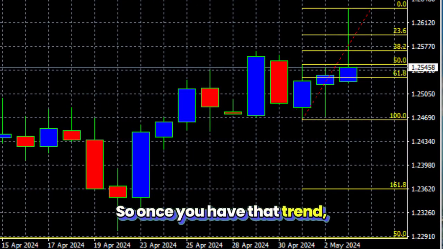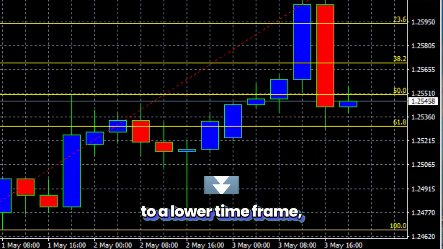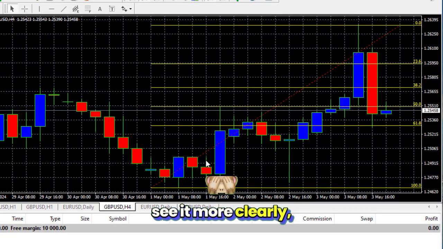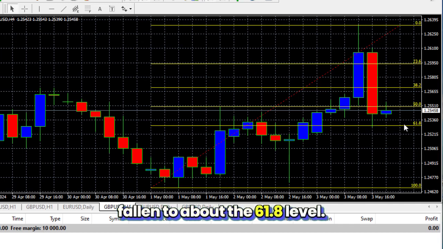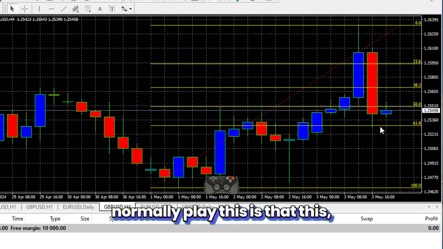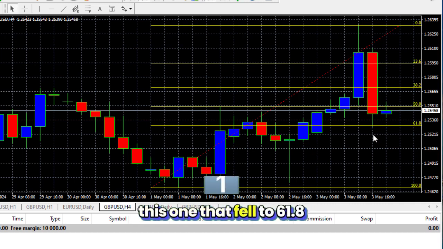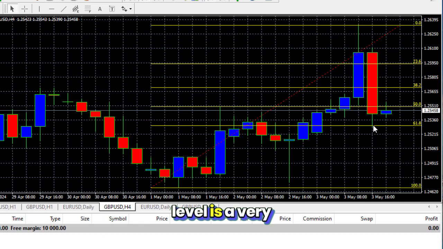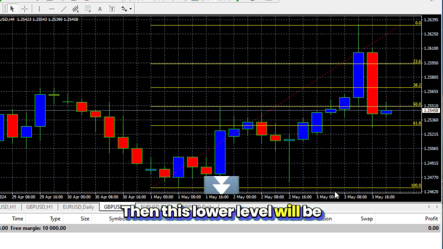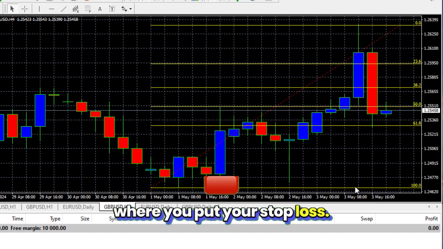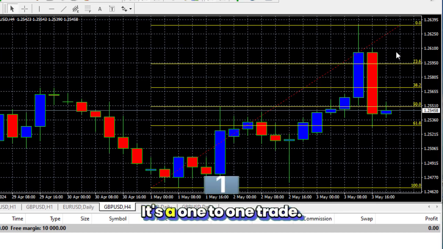Once you have that trend, you may take it to a lower time frame, maybe 4 hours, just to see more clearly what's happening in the smaller picture. As you can see, it has fallen to about the 61.8 level. The way you normally play this is that a fall to the 61.8 level is a very good one, because you can just take a buy immediately. This level here will be your take profit, and this lower level will be where you put your stop loss. So it's very simple. It's a one-to-one trade.